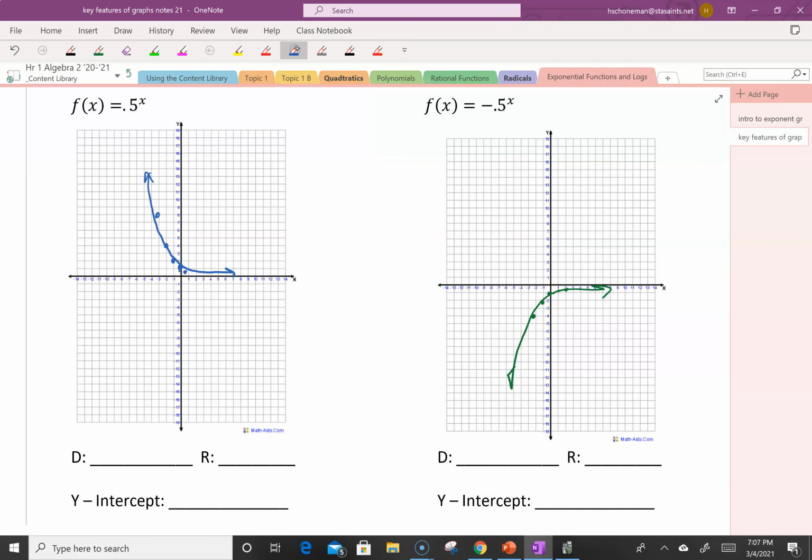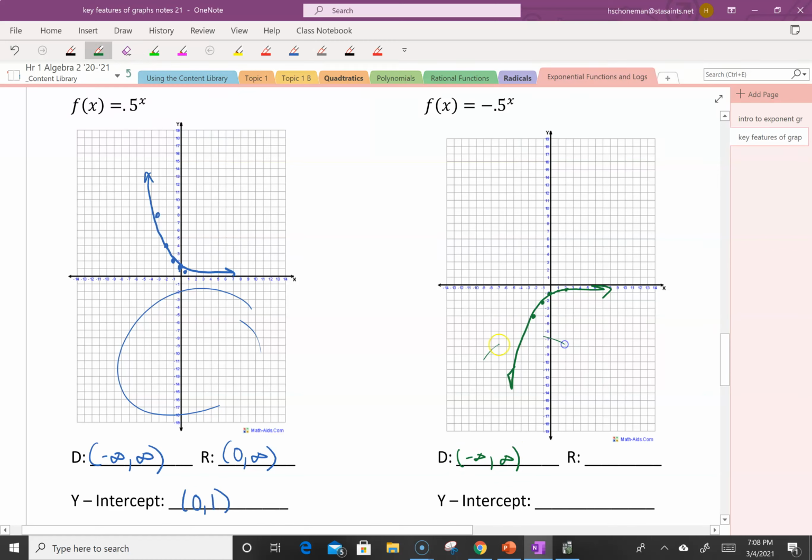Now let's compare the domain and range on this. On the left, for the domain, I can put in anything I want, so I've got all real numbers. The range has nothing down below, and it starts at 0, so it goes 0 to infinity. It is a base model or parent function, so the y-intercept is 0, 1. Over here, the domain again is anything you can put in. The range starts way, way down low at negative infinity and goes all the way to 0. Because it's a reflection, the y-intercept is at 0, negative 1.